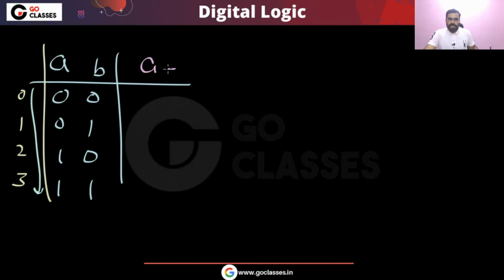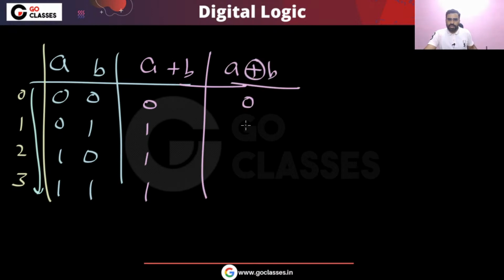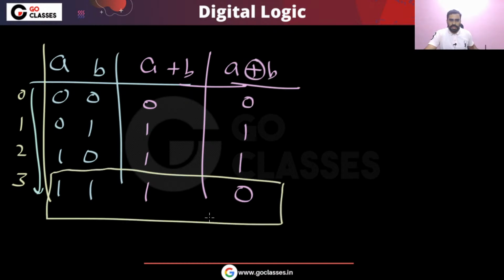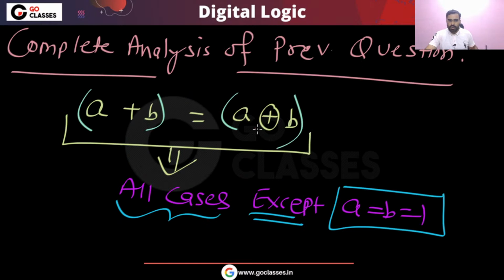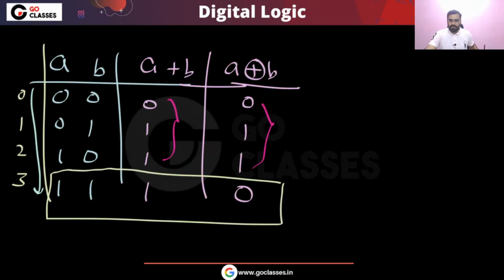Now what is A OR B? A OR B will be 0 1 1 1, and A XOR B will be 0 1 1 0. Please notice this case: here they are different. In all other cases they are the same. So A OR B is equal to A XOR B in all cases except when both are 1. When both are 1, they will be different. Very simple point.